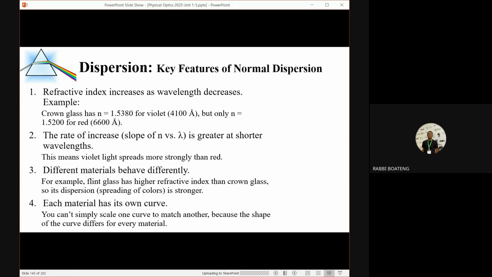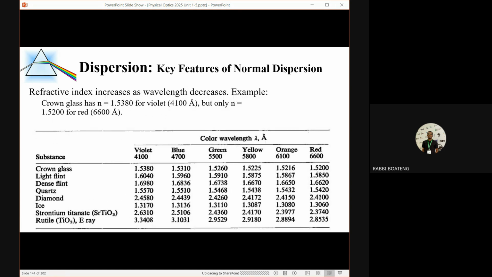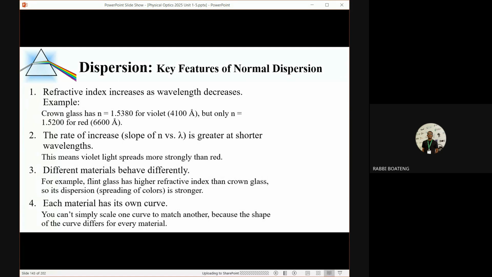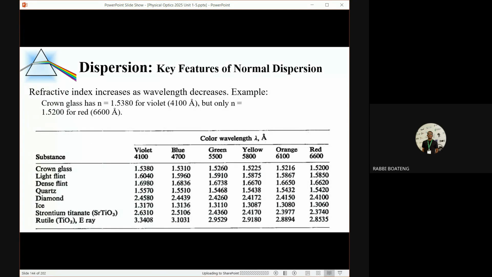Another thing is each material has its own curve. Is that okay? So I brought some charts to explain each of the key features of a normal dispersion. Please keep all these things in mind, the key features for a normal dispersion to happen. The first one is that the refractive index increases as wavelength decreases. Are you following? Should I go on? Yes. Okay, great.